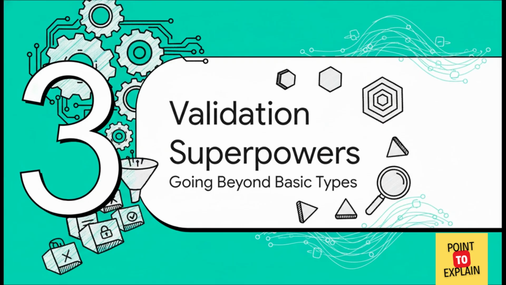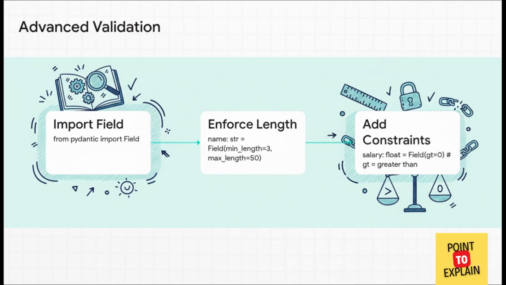Okay, so simple type checking is cool, but that's just scratching the surface. Pydantic has some serious validation superpowers. So for more complex rules, you can pull in this little thing called Field. With it, you can add all sorts of constraints directly to your model. Here, we're saying the name has to be between 3 and 50 characters long, and the salary has to be greater than 0. You're literally building your business logic right into your data structure.